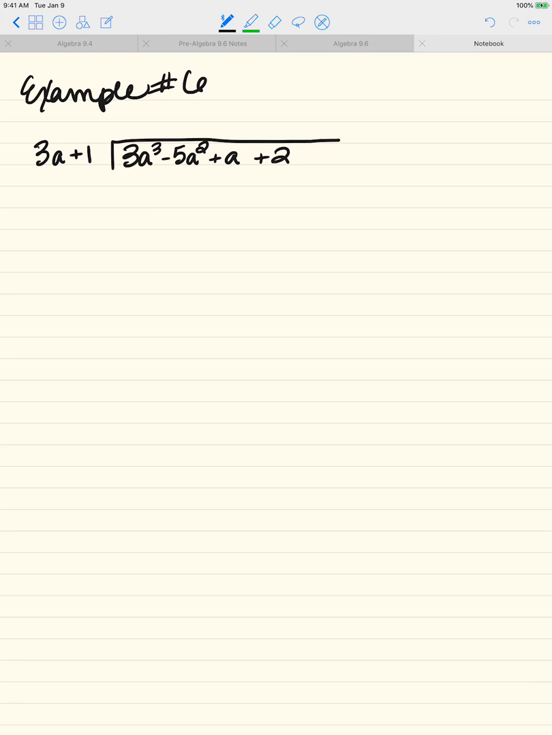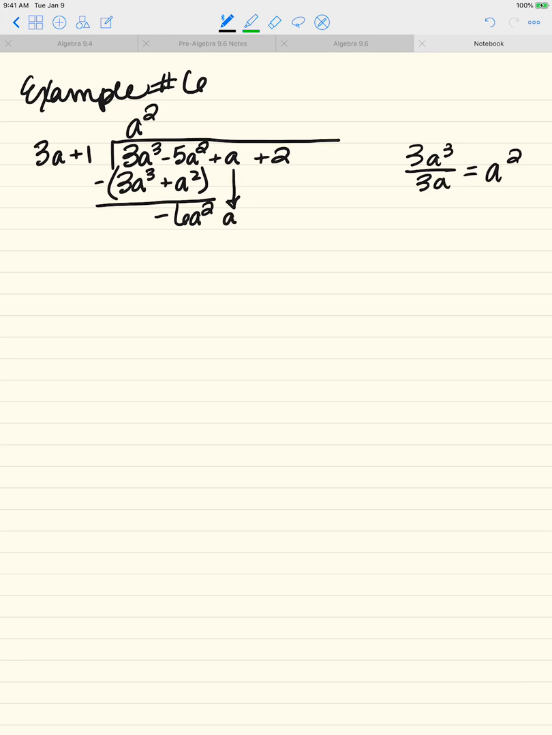Now work through your division. Divide 3a cubed by 3a. 3a cubed divided by 3a is a squared. A squared times 3a is 3a cubed. A squared times 1 is a squared. Subtract all of that. 3a cubed minus 3a cubed goes away. Negative 5a squared minus a squared gives us a minus 6a squared. Bring down your a.